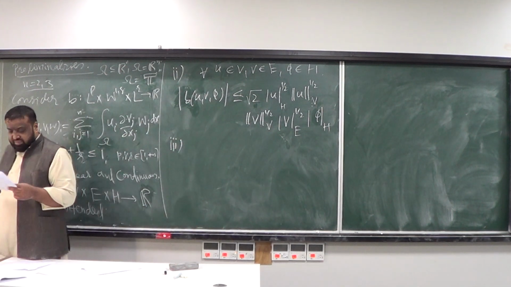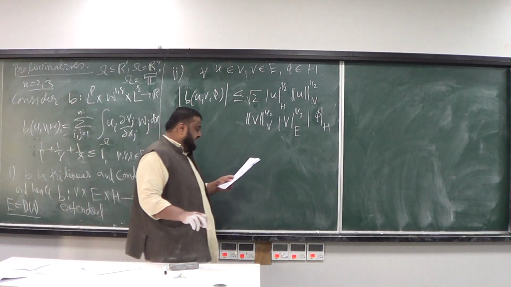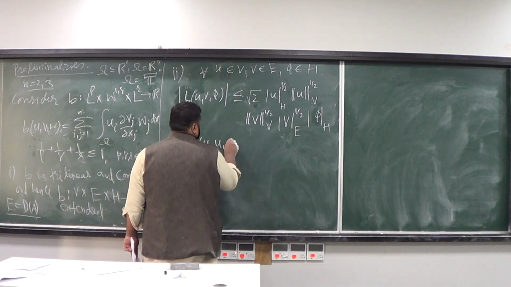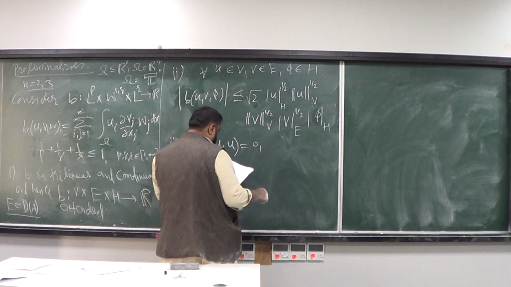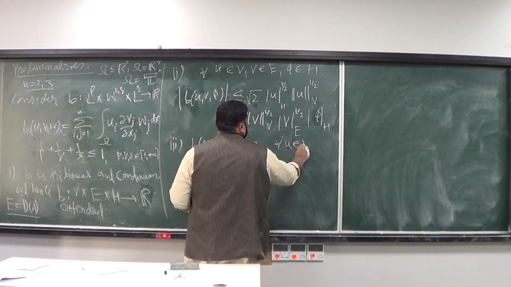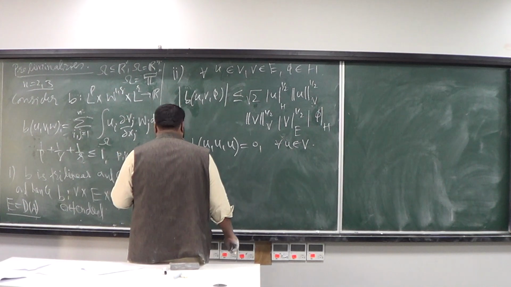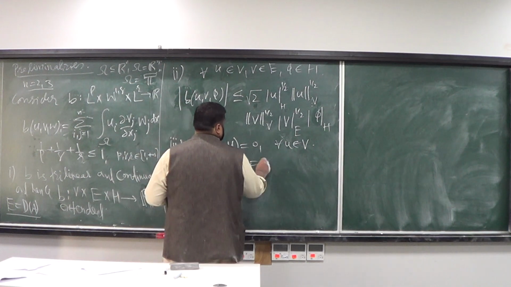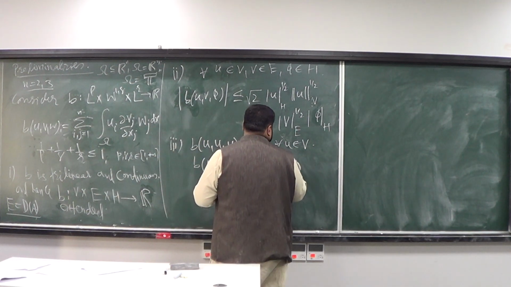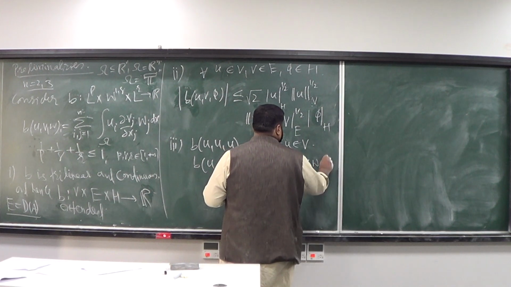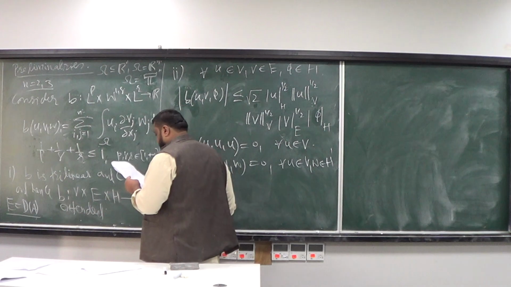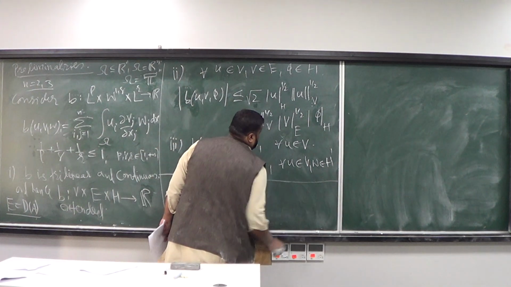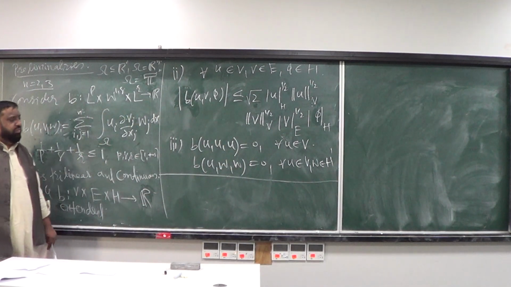So what is the third thing? The third thing is that B satisfies some properties. One of the properties is that BU is equal to 0 for all U in V. Okay, and BU is also 0 for all U in V and W in H1. Okay, so these are some of the properties of the operator B actually.